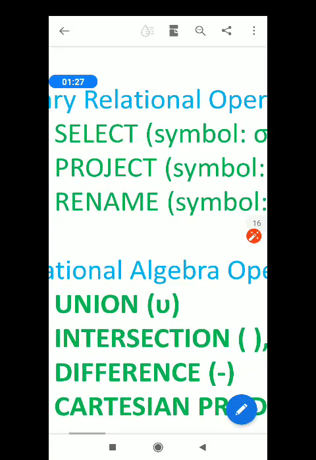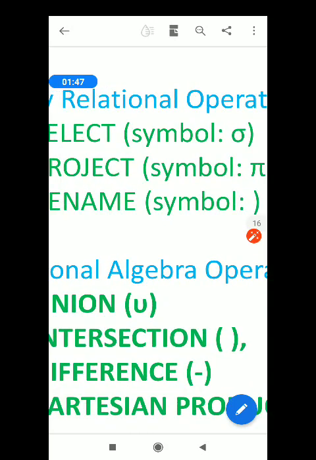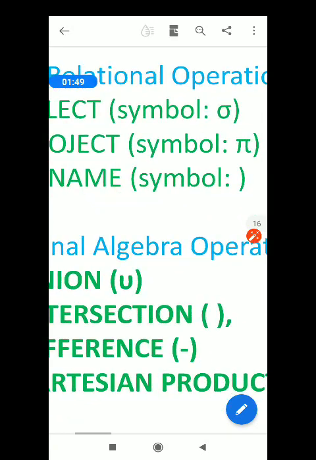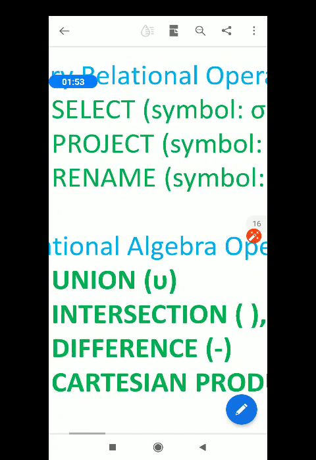And under this we have three queries: select, project, rename. Within bracket you may write the symbol for these statements. For select we have sigma. For project we have pi. And for rename we don't have any relational algebra symbol.